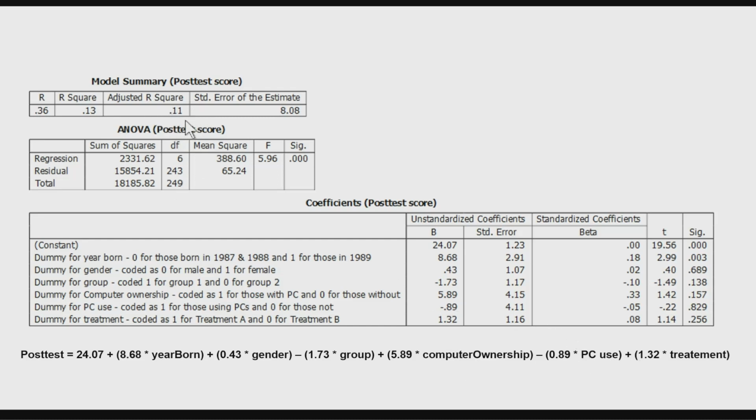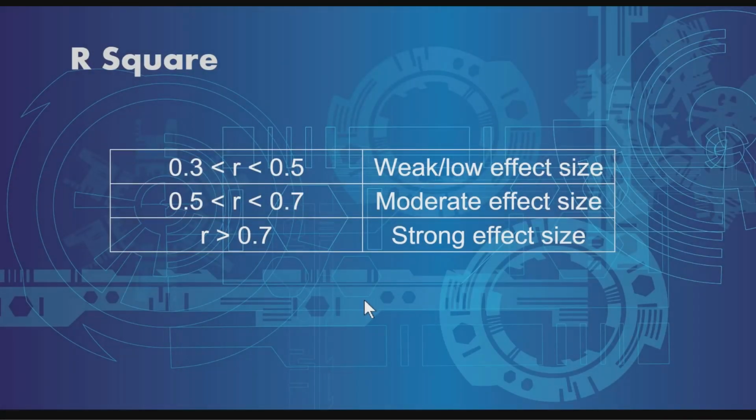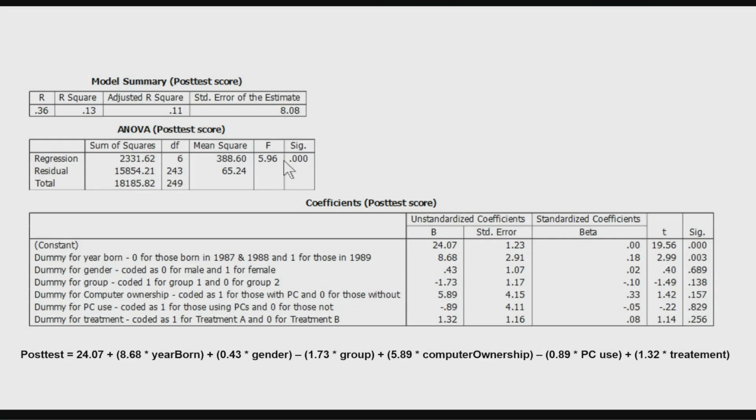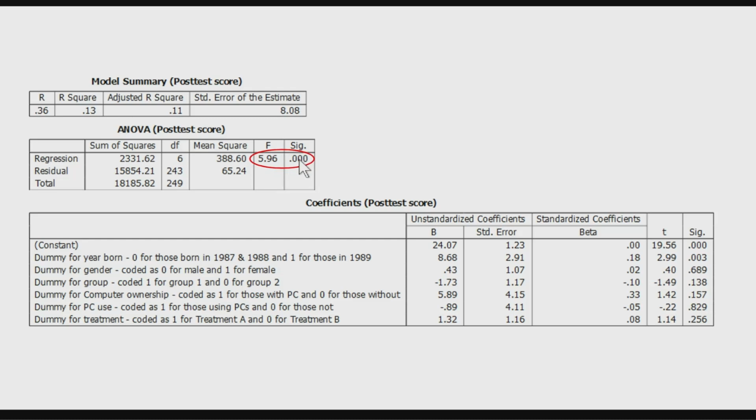However, because the adjusted R square is only 0.11, the R square here is at a weak or low effect size, since it is less than 0.3 or less than 0.5. If it is larger than 0.7, it means it has a strong effect size. So although this result shows that it is significant, the effect size is small. You can further adjust the variables here to get a higher value of adjusted R square.